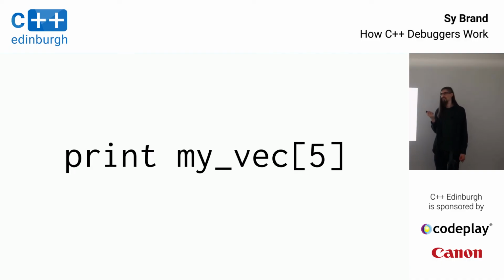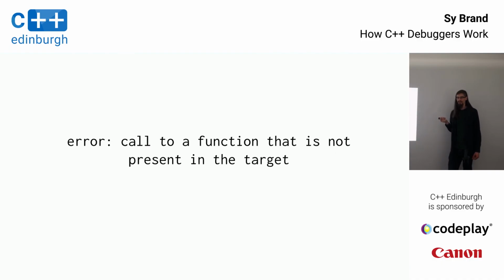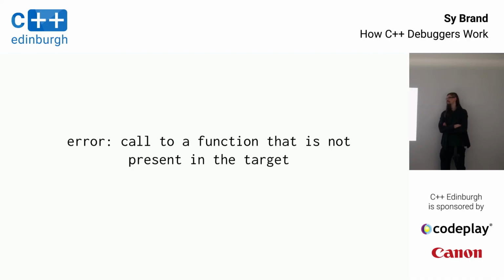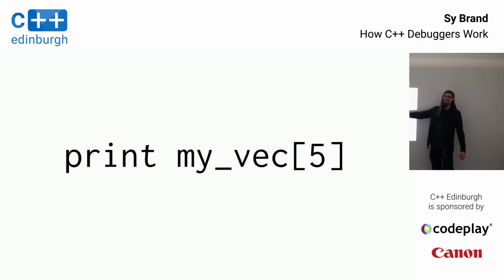If you want to do something like print myvec 5, then maybe you don't get this. Has anyone seen something like this before when debugging C++? Like if you have a std vector and you try and get the fifth element, it seems it should work, right? But it doesn't. You get something like this. And this is because of the way that C++ templates work. This stuff eventually gets inlined away, and you don't actually have a function you can call.